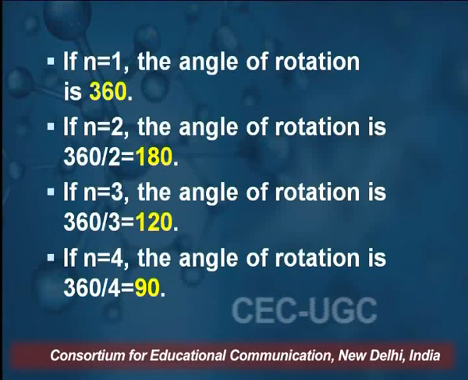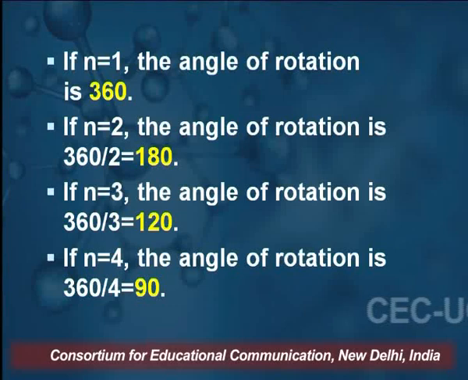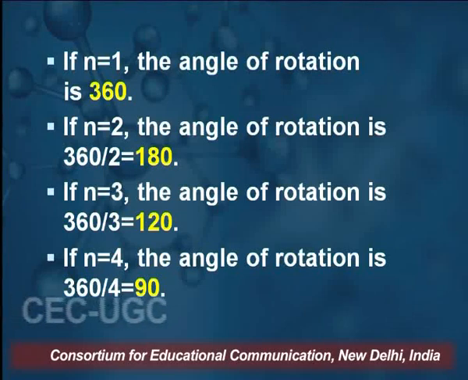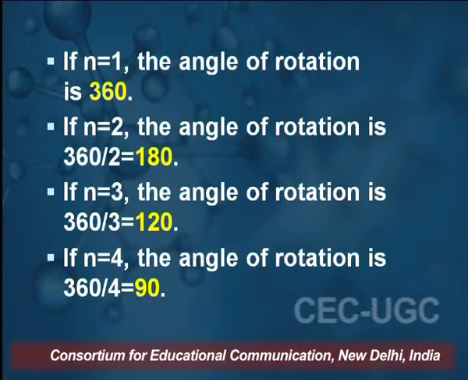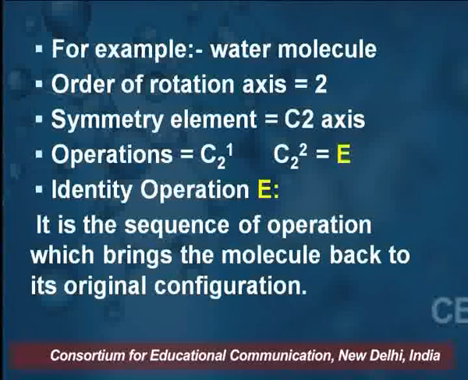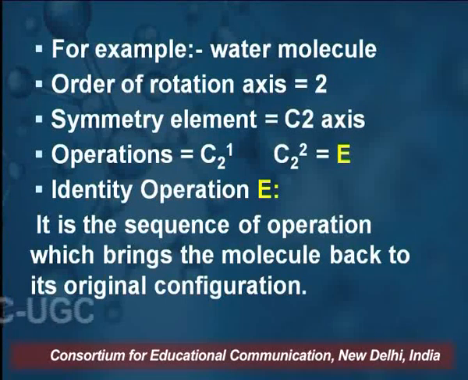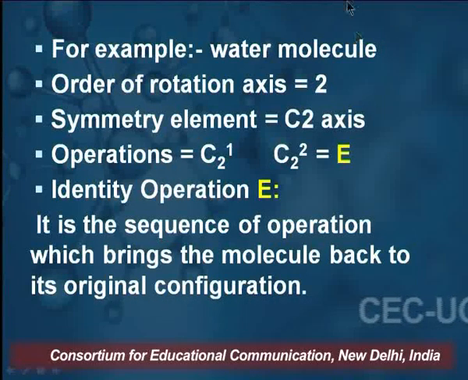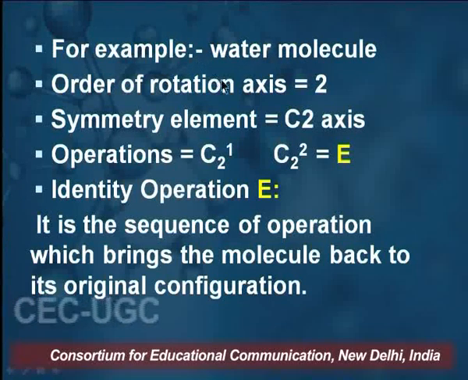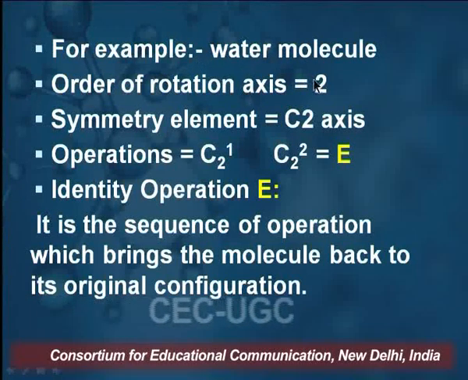That is, after rotating the molecule by 90 degrees, we will get an equivalent rotation. Then we will rotate it by another 90. That means after 180, we will get an equivalent structure. So here what I want to explain, what I had done in my previous lecture also, is that if we take an example of a molecule, then we find that the order of rotation axis is 2.